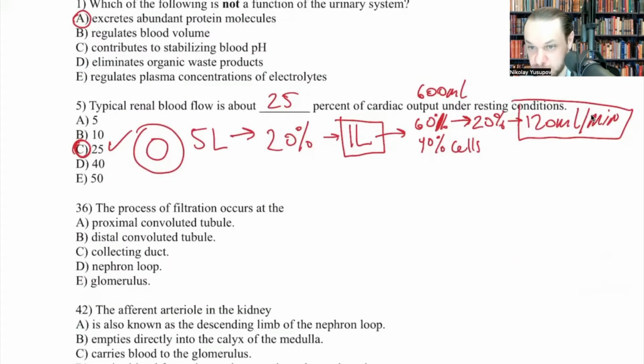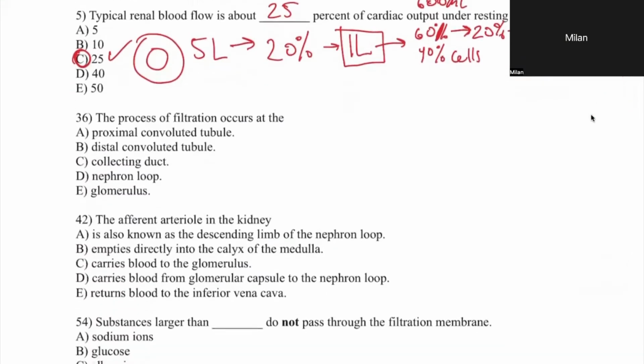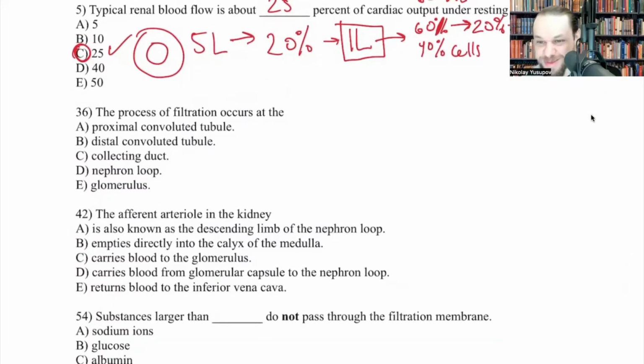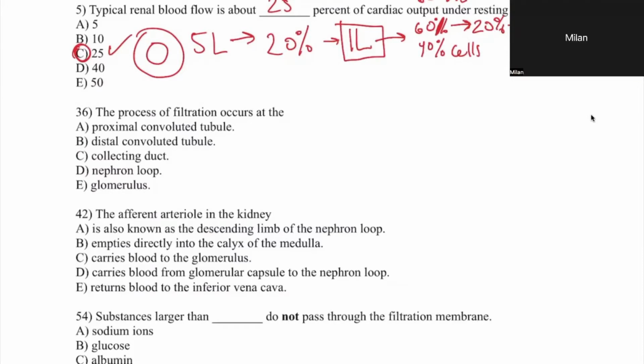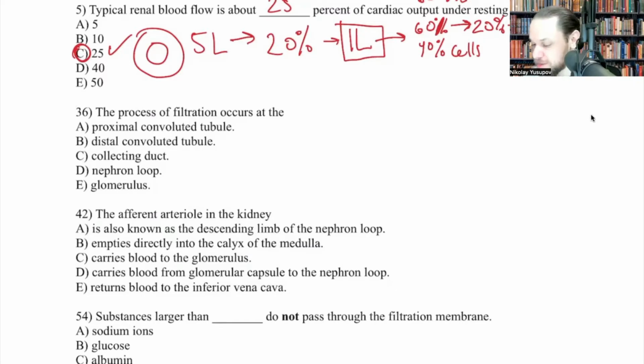36, we go with Milan. Let's hope this works. Okay. The process of filtration occurs at the glomerulus, E. Yeah, so Milan, you're cutting off a little bit. I'm just going to read it. The process of filtration occurs in the glomerulus. So yes, E is correct.